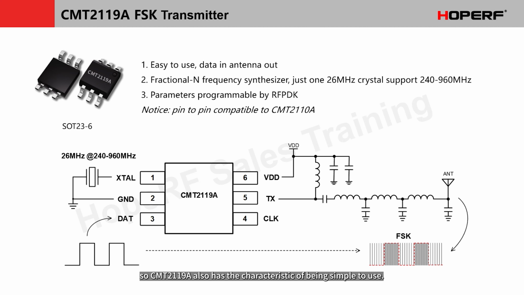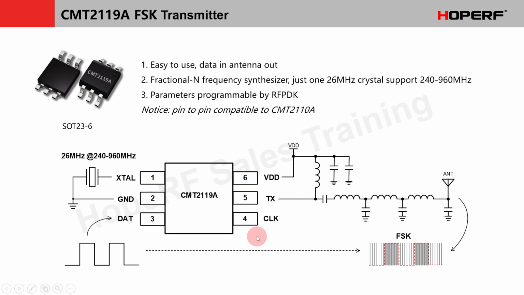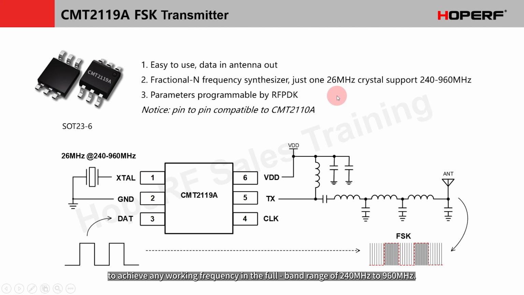Since they are pin-compatible, CMT2119A also has the characteristic of being simple to use. It also supports the straight-through working mode of data in, antenna out. It can choose to operate in OOK mode or FSK mode. It supports fractional frequency division like CMT2110A, and supports a 26 MHz crystal oscillator, to achieve any working frequency in the full band range of 240 MHz to 960 MHz. Parameters also need to be generated via RFPDK.